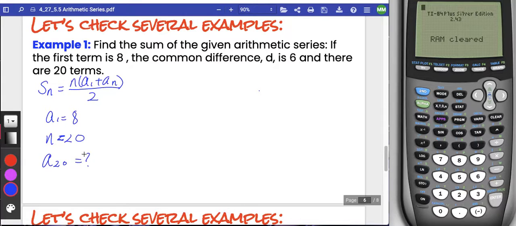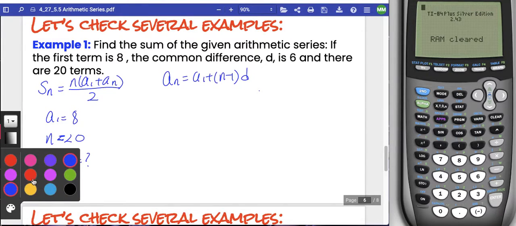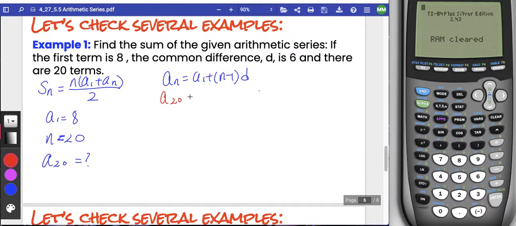Some students probably already figured it out. Remember, when we introduced the arithmetic sequence, we studied an explicit formula, which we can use to easily find any term in the sequence, right? So now we are going to use this one to help us. Since we need to find A20, it's going to be A1 plus 20 minus 1 times the common difference. Now let's plug in the values: 8 as the first term, and 20 minus 1 is 19, times the common difference, 6.